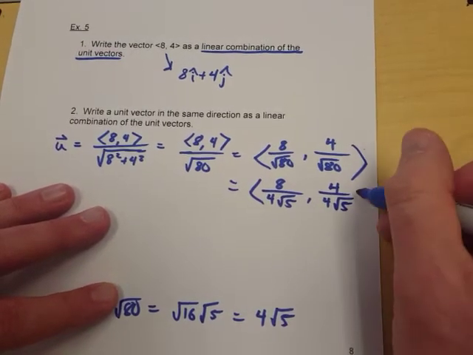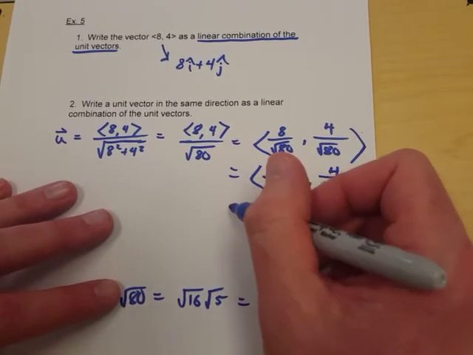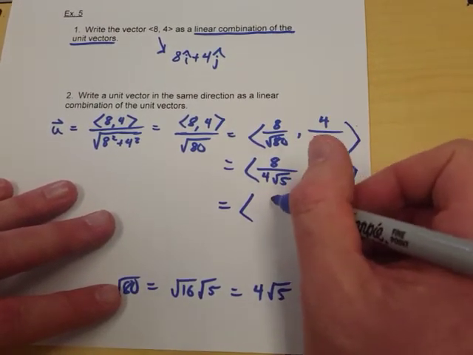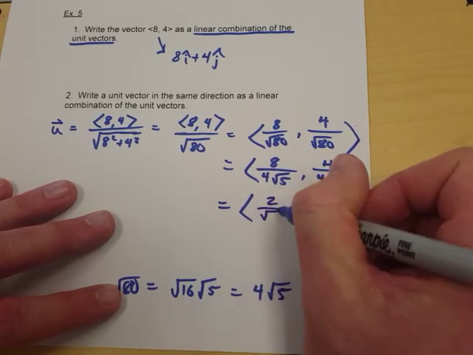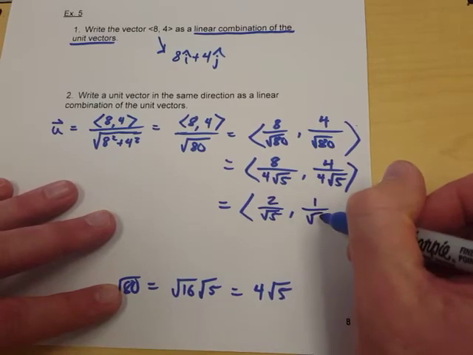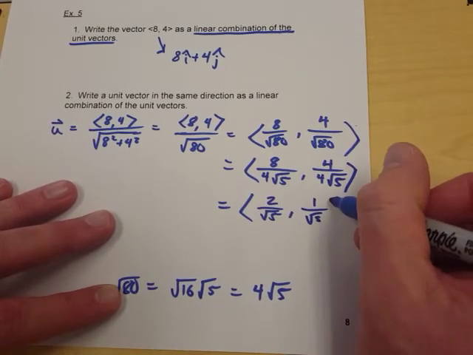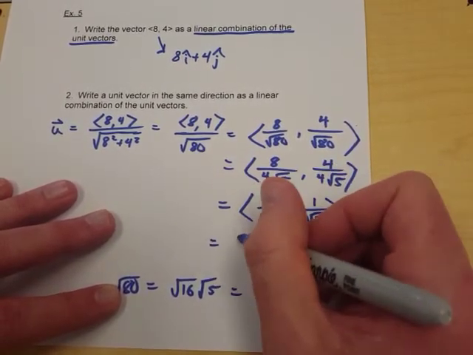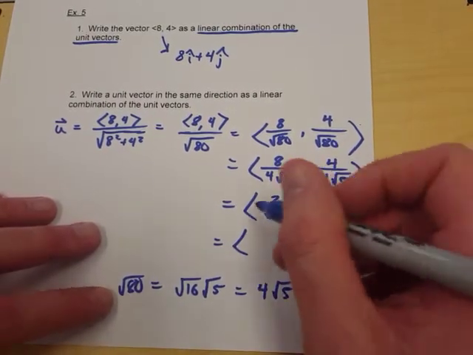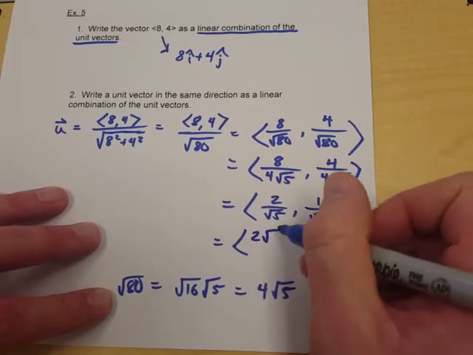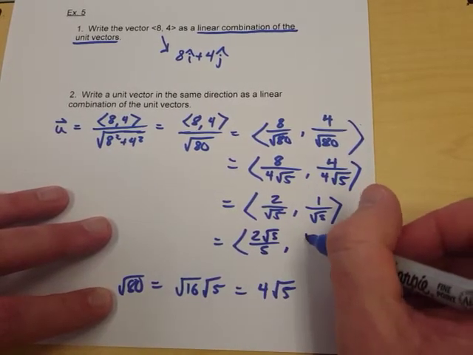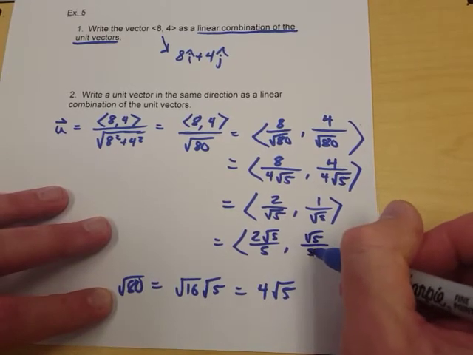And then I'm also just going to simplify as I can here. The 8 and the 4 get chopped down. We get that as 2 over square root of 5. And then 1 over square root of 5. And like we have been doing, we should simplify. So that means multiply top and bottom by square root of 5. That gives us 2 square root of 5 over 5 and square root of 5 over 5.